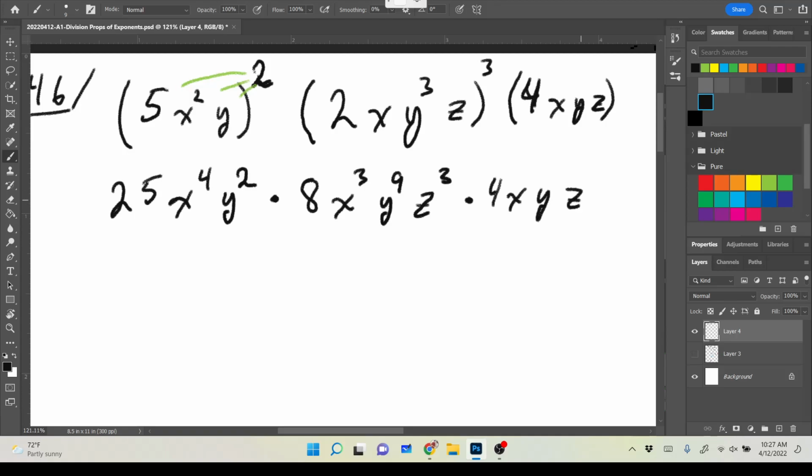Wait, how is that 9? 3 times 3 is 9, times 3 though, right? No, it's 3 cubed. When we have a power to a power, we multiply the exponents. You're right. And then 25 times 8 times 4 is what? It is 800. We're multiplying 25 times 8 times 4 to get 800.